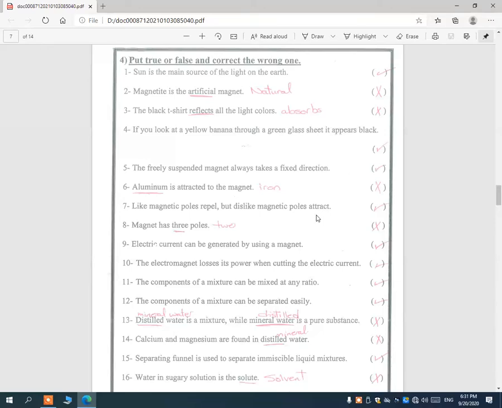Opposite attract. True. Number 8: a magnet has 3 poles. False, it will be 2 poles only.